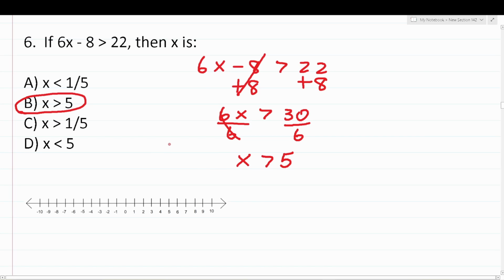And let's go ahead and graph our solution now. Again, we're working with an open circle since we have a greater than symbol, and we're going to go to the value 5. This solution says x is all the values that are greater than 5. What values are greater than 5? Well, 6, 7, 8, 9, and 10. So our arrow is going to go that way.